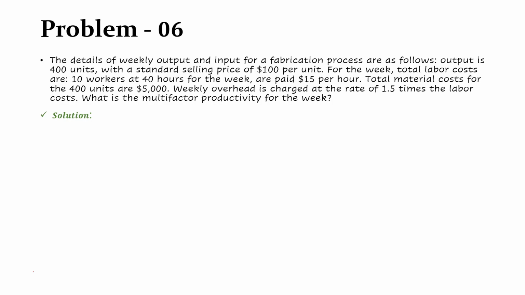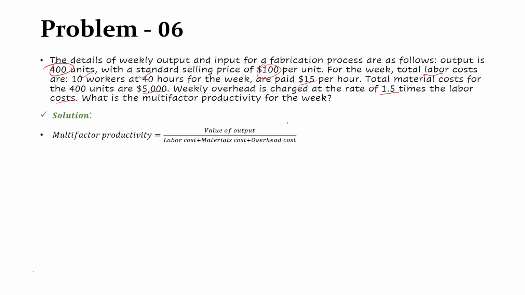Output is 400 units with a standard selling price of $100 per unit. For the week, the labor cost is 10 workers who work 40 hours for the week, and workers are paid $15 per hour. Total material cost for 400 units is $5,000. Weekly overhead is charged at the rate of 1.5 times the labor cost. So we are required to calculate the multi-factor productivity for the week.